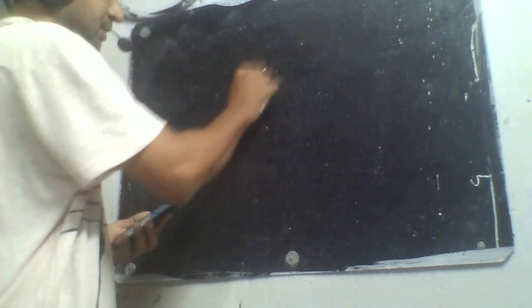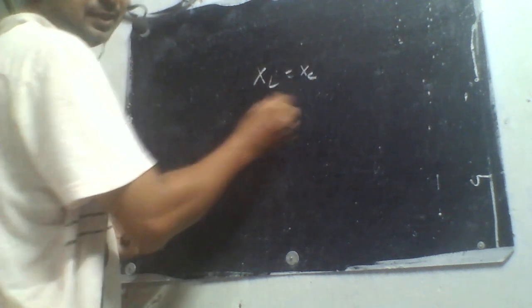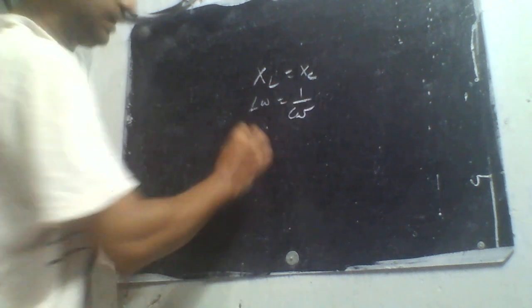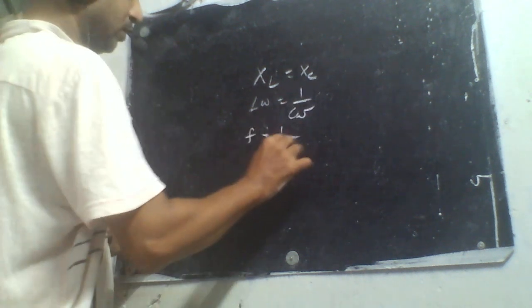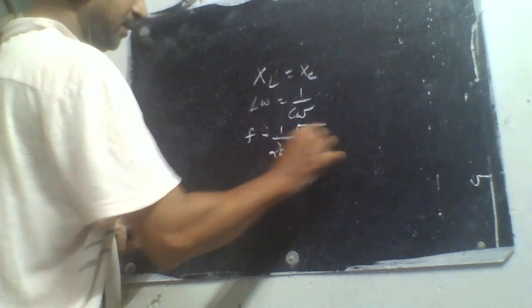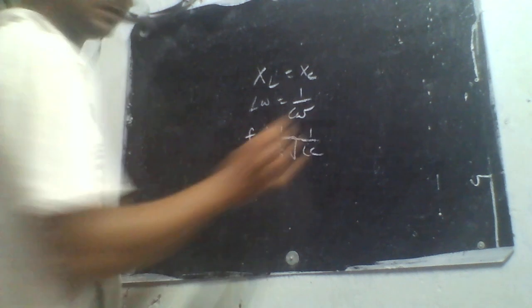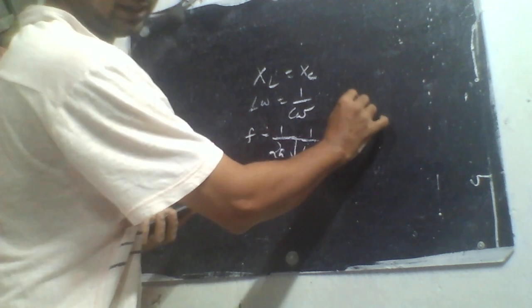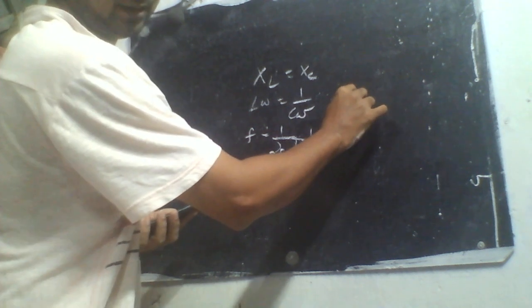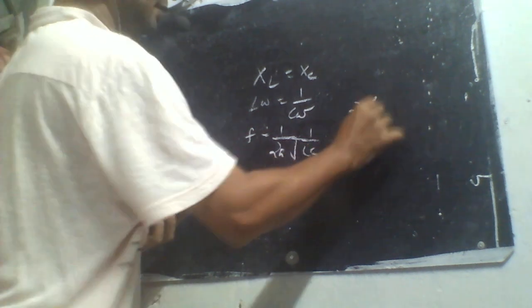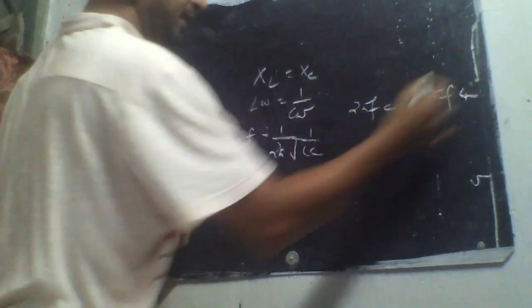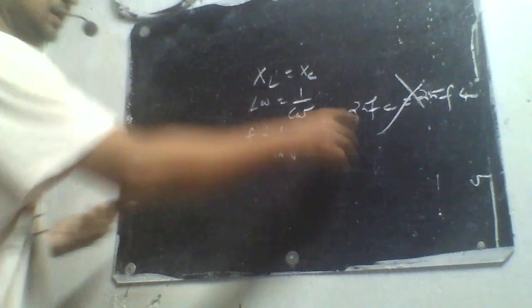See, now you may have understood. They have given options. XL is equal to XC, then L omega is equal to 1 by C omega, then f is equal to 1 by 2 pi root of LC. So you can write it like this. Then the third option is given like this: 2 pi fC equal to 2 pi fL. So this is wrong.